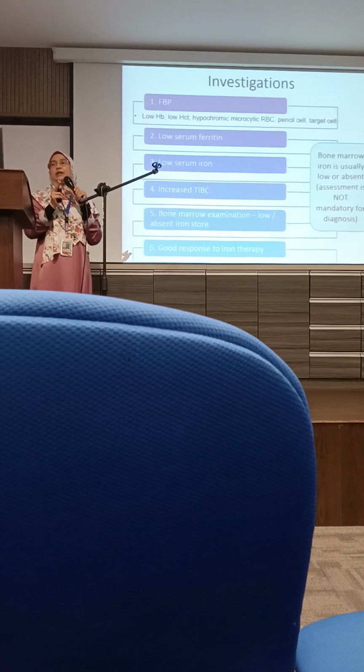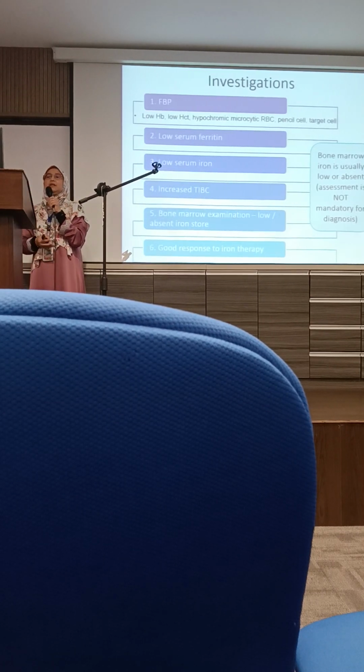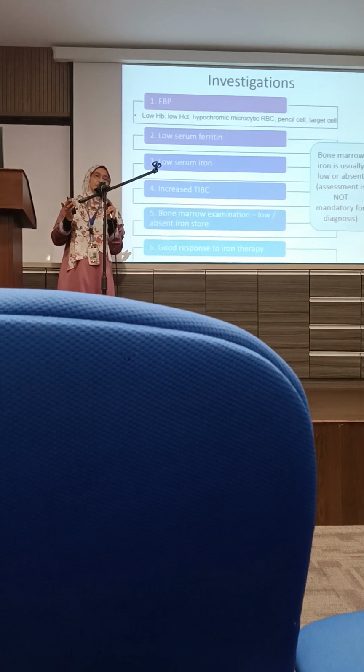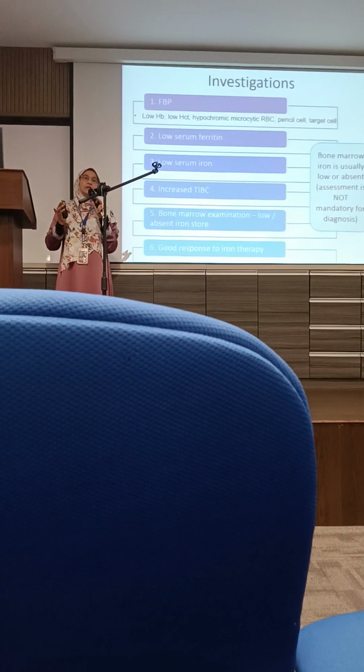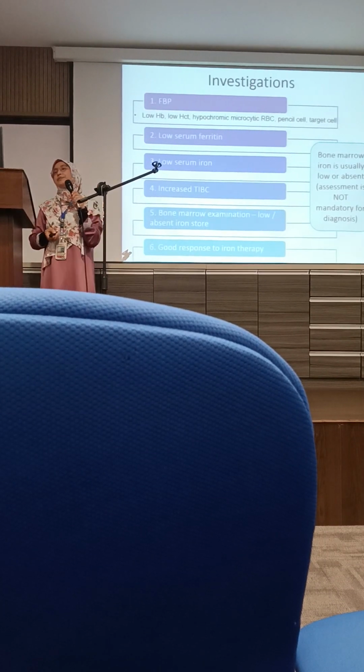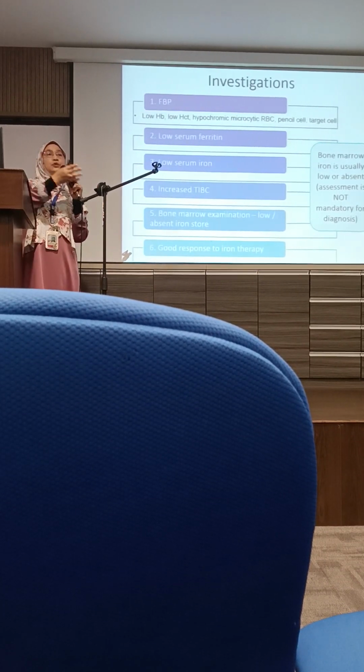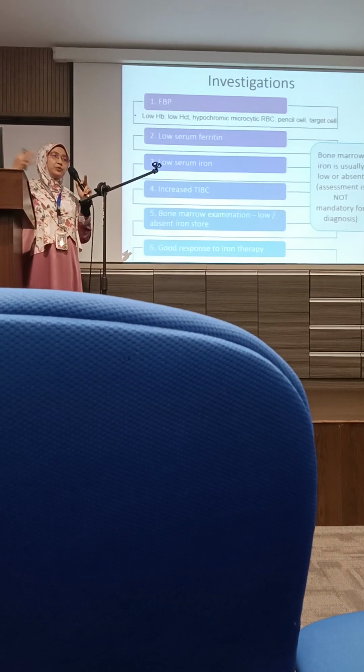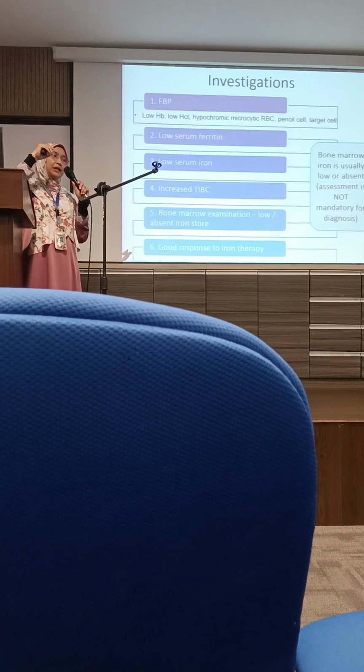So you can have a false negative. So sepatutnya you kena buat iron and TIBC. TIBC is the capacity of the protein to bind to iron. So it will be high sebab you tak ada iron, so the protein is free. Dia ada banyak capacity untuk bind. So sepatutnya iron low, TIBC high. You nampak tak?